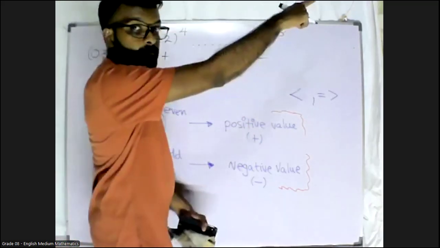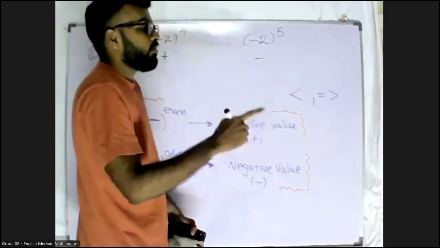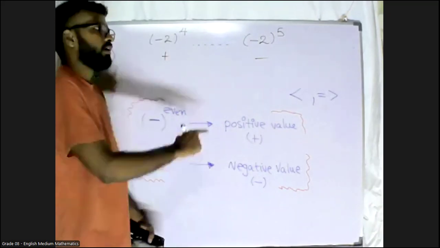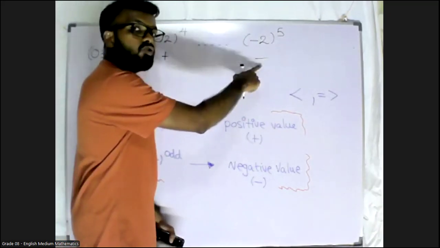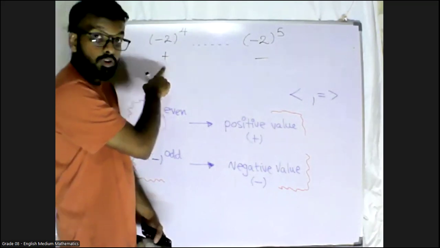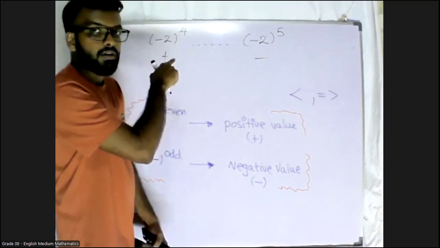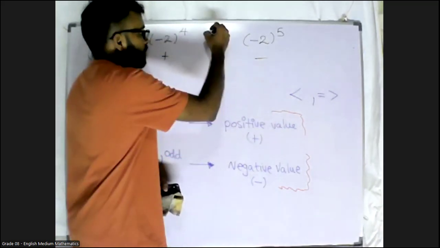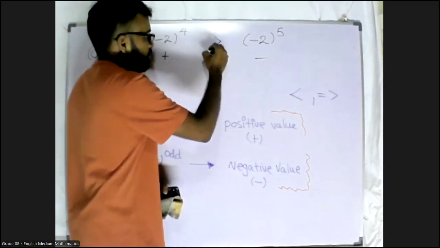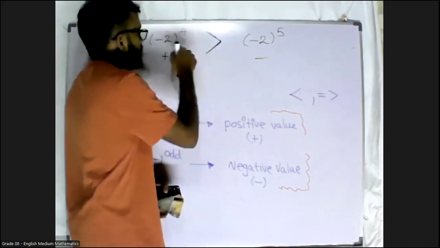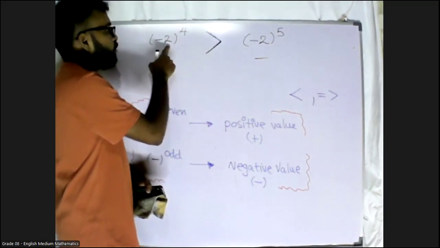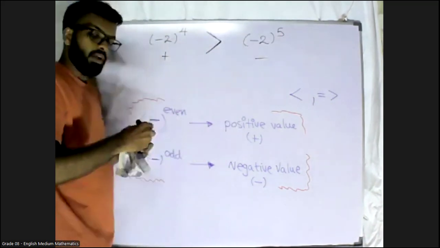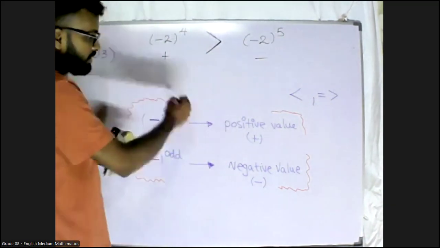Like I previously said, what would be the bigger, this or this? Negative value is smaller than the positive value. That means the positive value should be the bigger one. So I can say negative 2 to the power 4 is bigger than negative 2 to the power 5. Shall we check? Please write this.